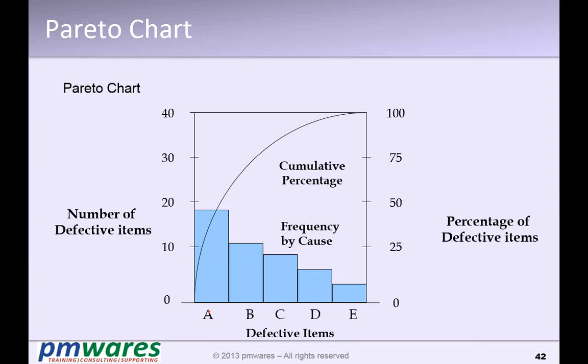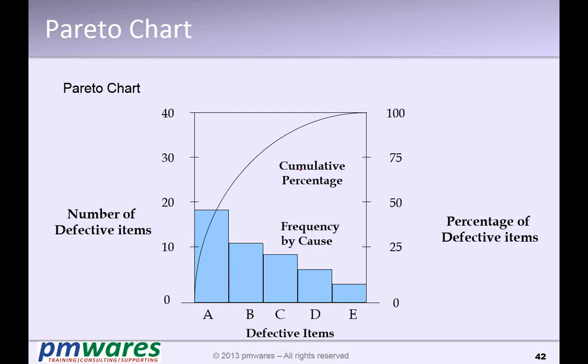So if the number of defects because of A is highest, we will put this first. If the number of defects because of B is less than A, then we keep it after that, and then C, then D, then E. So we arrange the bars in descending order of the number of defects. Now, the Pareto chart helps us see where to focus, which root cause we should remove first so that our maximum problems get resolved.